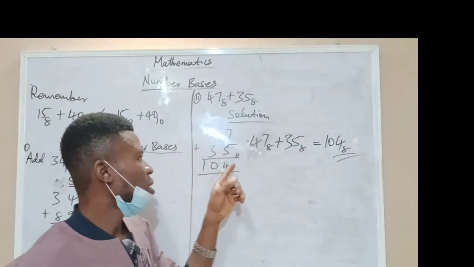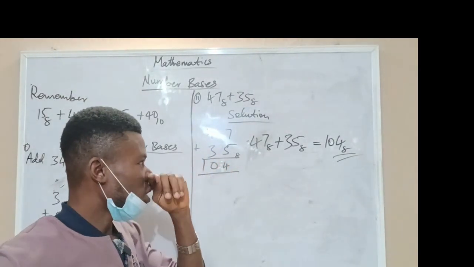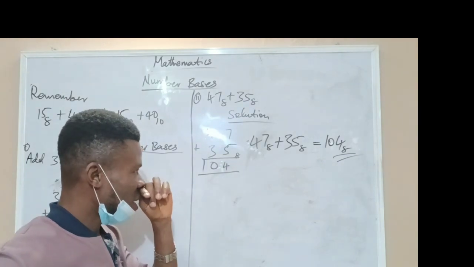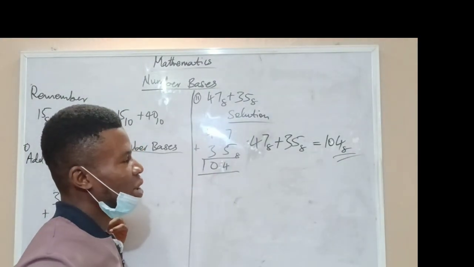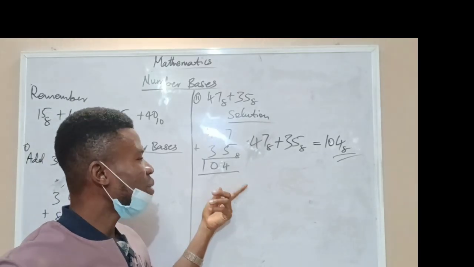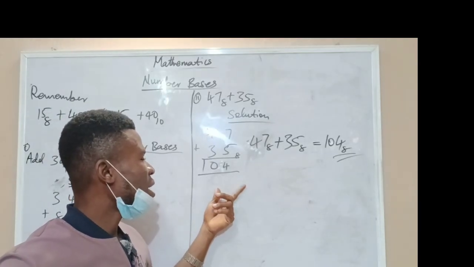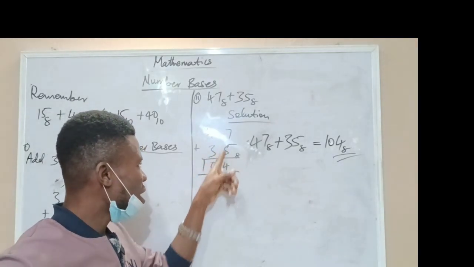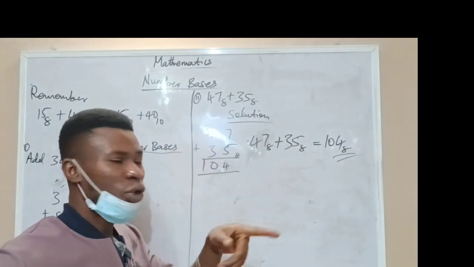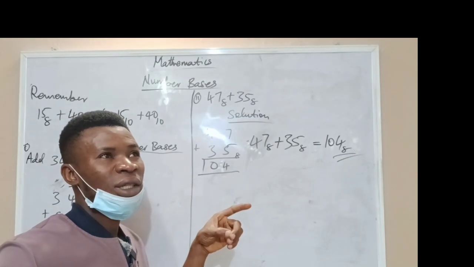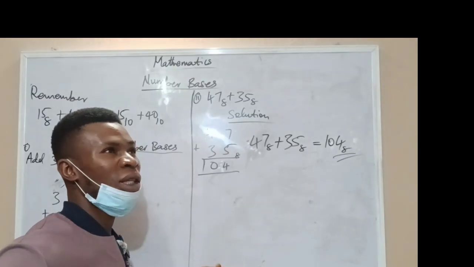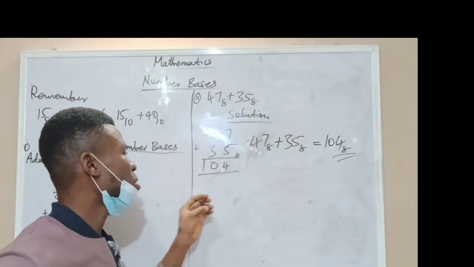Let me go again. In base 8, we have to consider the base we are dealing with. Here we are dealing in base 10. Now, of course, everybody knows how to add in base 10. But here we are dealing in base 8. And if you add anything and it is up to or greater than the base, you have to divide. And then from the normal addition, you write the remainder and then carry the other one to the next one.